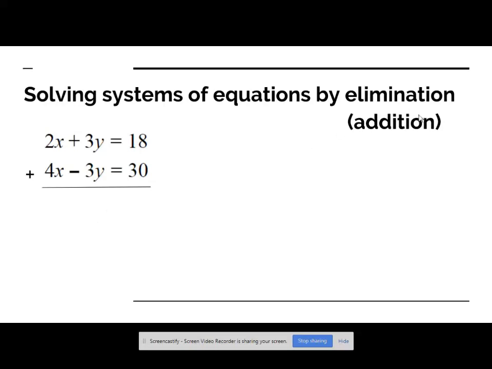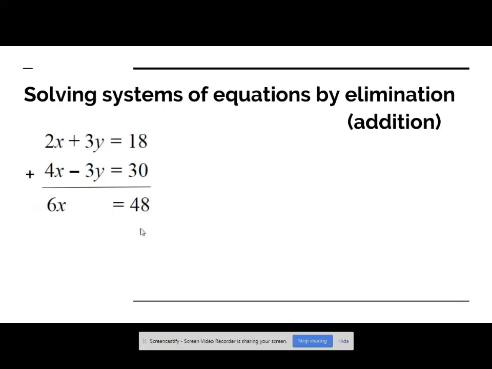So it's called the addition method because you're adding. It's called the elimination method because the purpose of this method is to eliminate one of the variables. 3y minus 3y is 0. There's no more y's. The y's are eliminated. And 18 plus 30 is going to give me 48. So by combining those two linear equations together by addition, I've eliminated one of the variables. And now it's a really easy equation to solve.